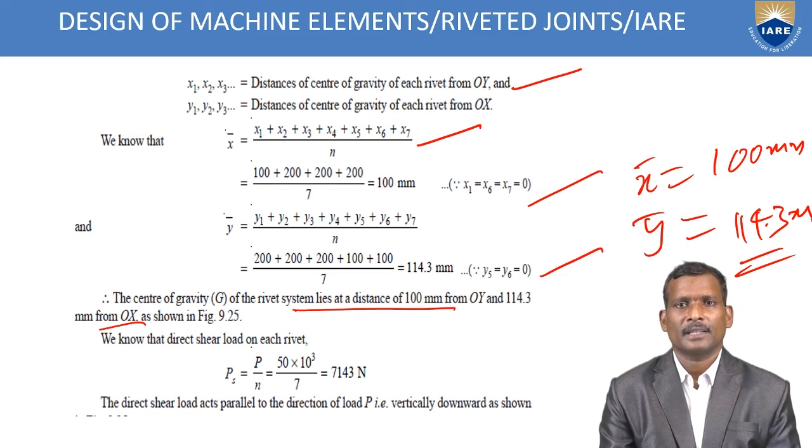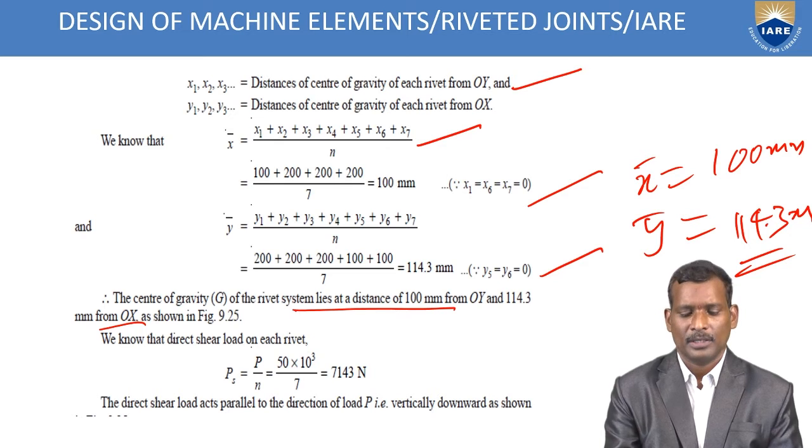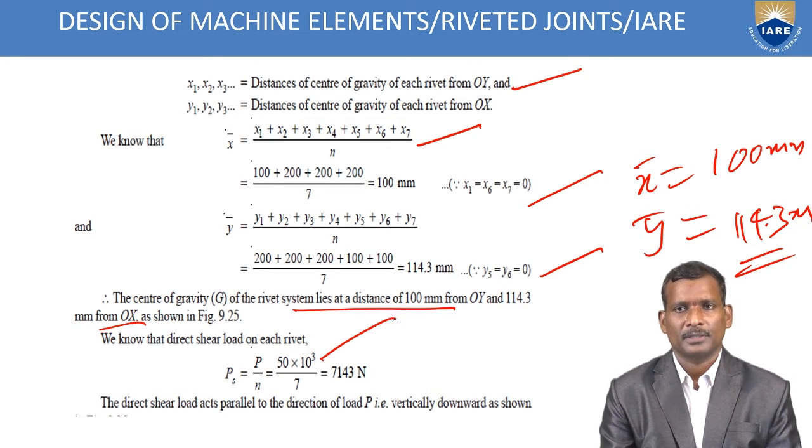So the direct shear stress is equal to the direct shear load upon the number of rivets. The direct load is given as 50 kilonewtons upon the number of rivets, 7. So you will get the direct shear load. And as it is parallel to the direction of load P, that is vertically downwards as shown in the figure.